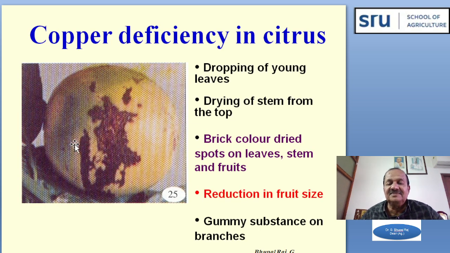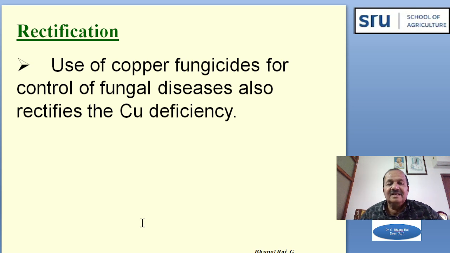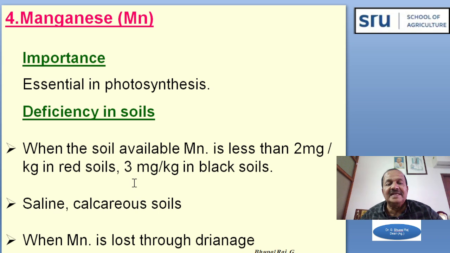This is copper deficiency in citrus: dropping of the younger leaves, drying of the stem on the top, and brick-colored, dried spots on the leaf and in the fruit. There is also a reduction in fruit size, and a gummy substance on the branches. How do we rectify it? Generally, we use copper fungicides for the rectification of fungal diseases. When we apply copper fungicides for fungal diseases, it also takes care of the copper deficiency in the plants.